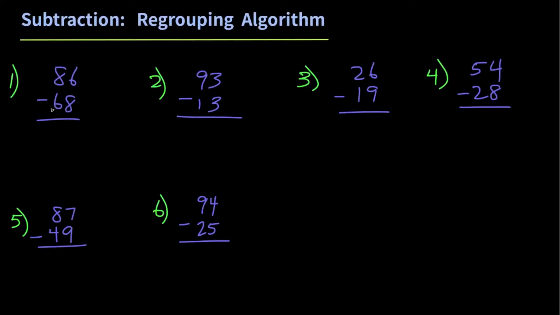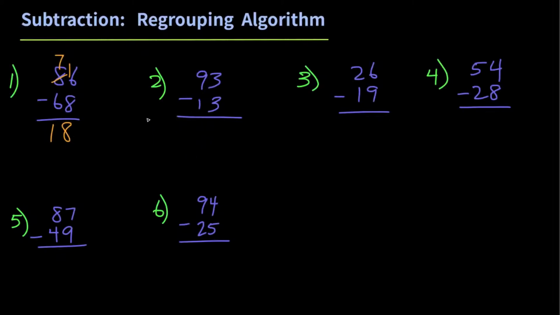Number 1, we have 86 minus 68. So we start in the ones. 6 minus 8. 8 is too much, so I need to borrow from the next place value. So I take away one of those, and it becomes 10 of the previous one. So we have 16 minus 8, which is 8. 7 minus 6 is 1.